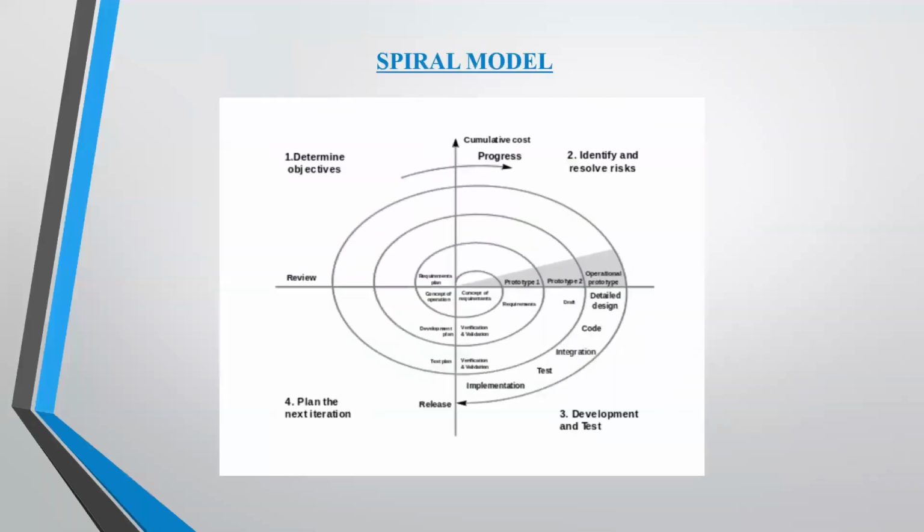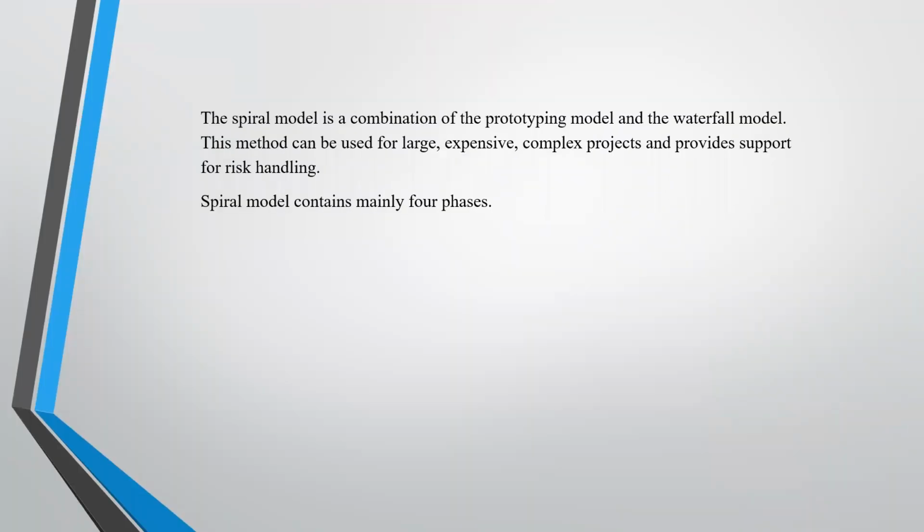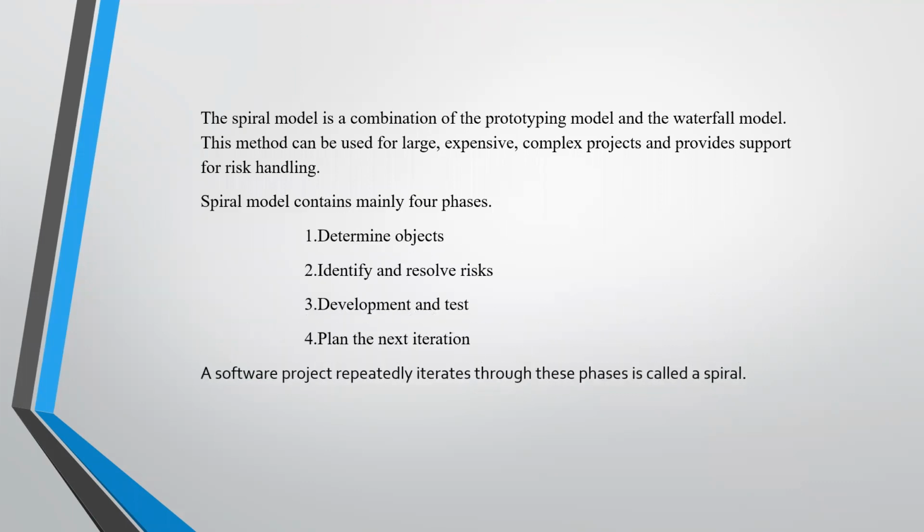Then the spiral model. This is a picture of the spiral model. The spiral model is a combination of the prototyping model and the waterfall model. This method can be used for large, expensive, complex projects and provides support for risk handling. The spiral model contains mainly 4 phases: determine objectives, identify and resolve risks, development and test, and plan the next iteration. A software project repeatedly iterates through these phases, and each pass is called a spiral.